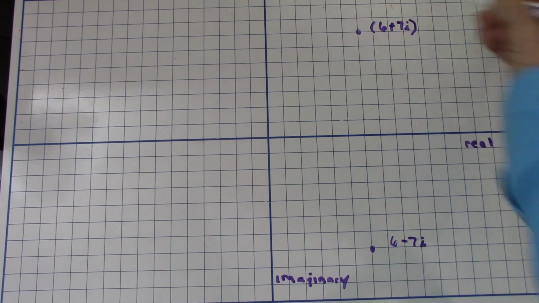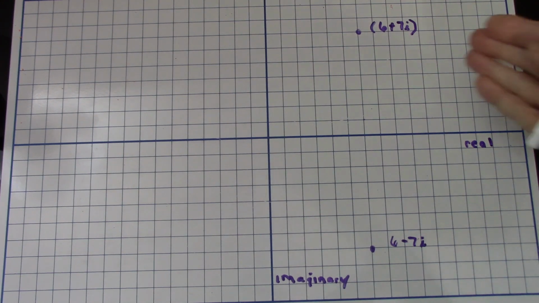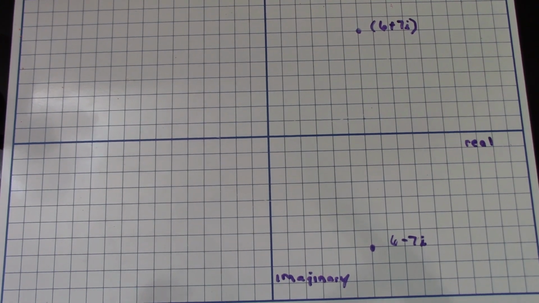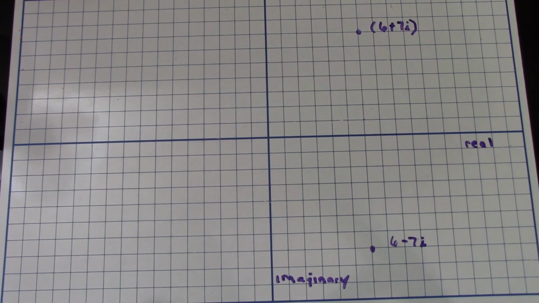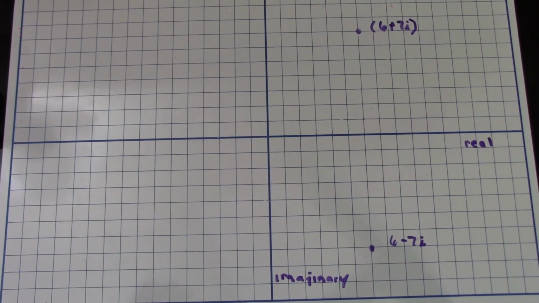And what I notice is that the number and its conjugate are actually a reflection about the real axis, and when we multiply them together, we get a real number. That's pretty cool. Okay, and that finishes this part of the video. Next, we'll do division of complex numbers.